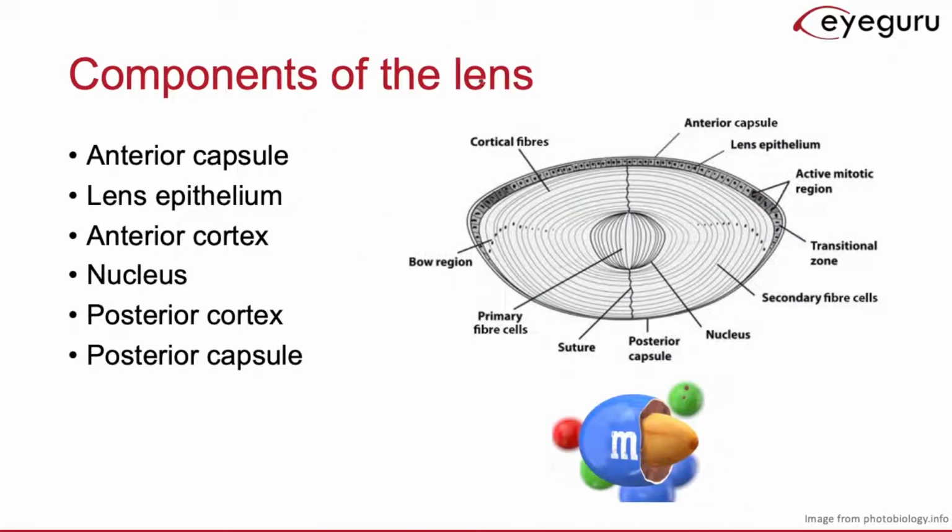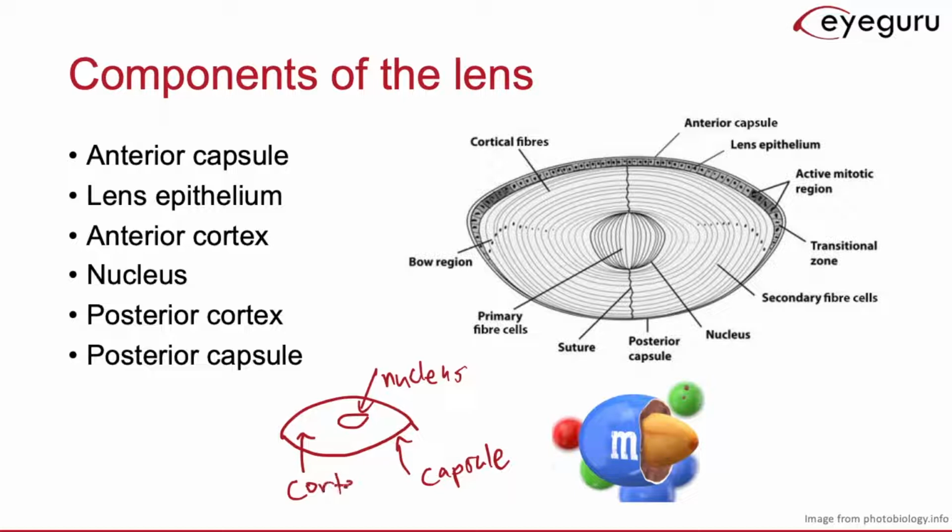Okay, so let's review the anatomy of the lens. This diagram is actually quite involved, so if we simplify, we can see that the lens really consists of three components. There's the middle nucleus, there is the outer capsule, and then in between is the cortex. And you can think of the lens like a peanut M&M. The hard candy shell is the capsule, the nut in the middle is the nucleus, and the chocolate layer in between is the cortex.